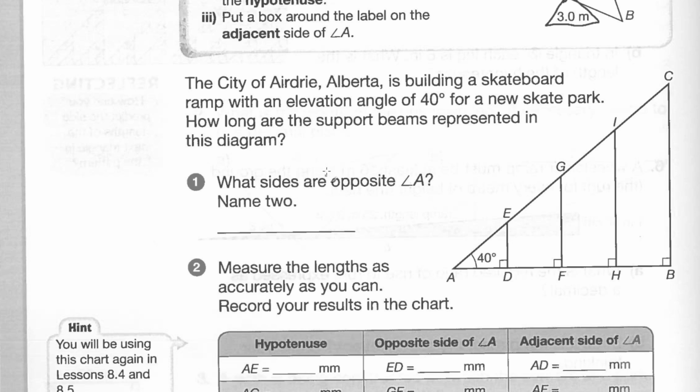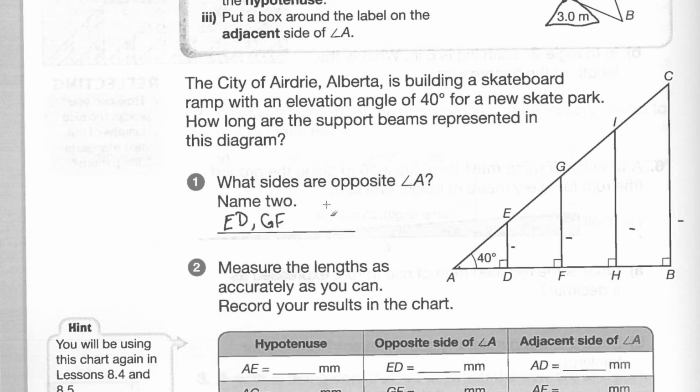Which side, or what sides are opposite angle A? Name 2. Angle A is right here, so the sides that are opposite are going to be each of those 4 sides there. So ED would be one of them, and GF would be another one of them. But IH and CB would also be opposite angle A.